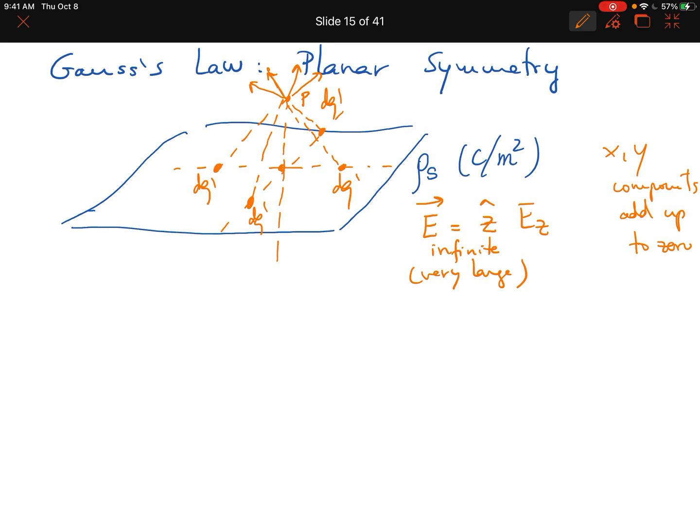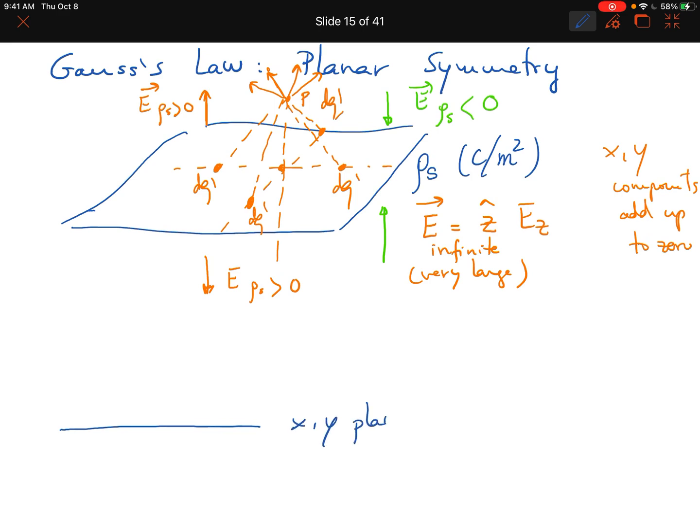So if this charge is positive, we have an electric field that points along plus z above and along minus z below for a positive charge. And if the charge is negative, this z field would point towards the plane. So how can we find the magnitude of this field now? I'm going to draw just a line now representing the whole xy plane. And this is the symmetry we have, plus or minus above the plane, from the uniform surface charge density.